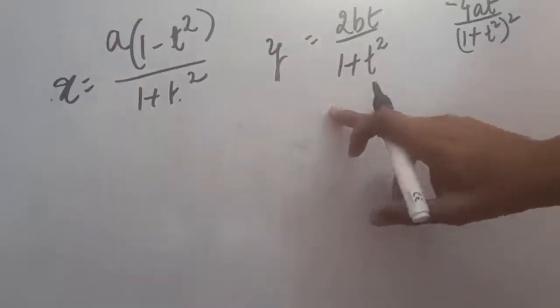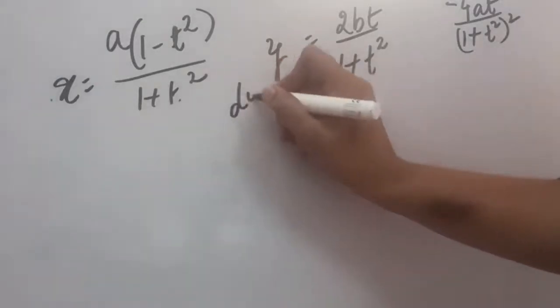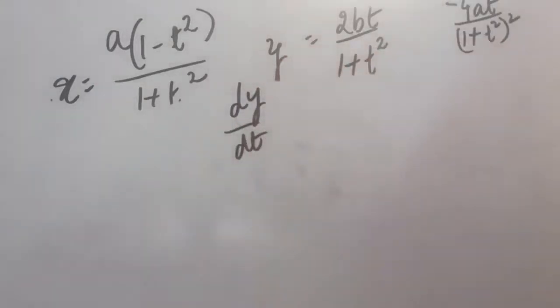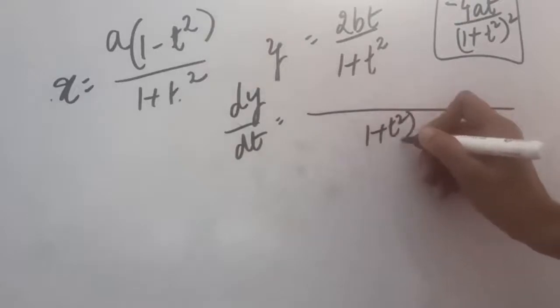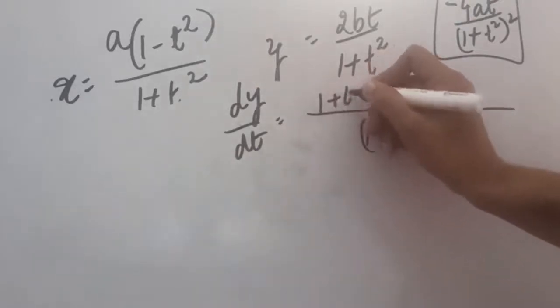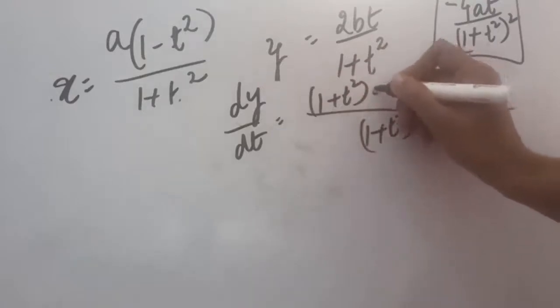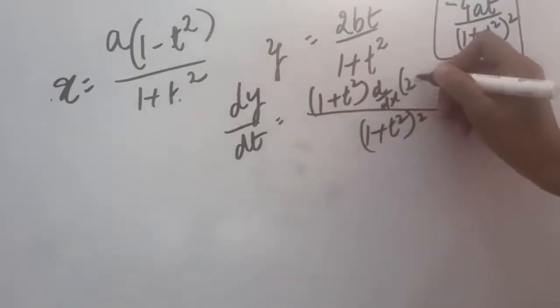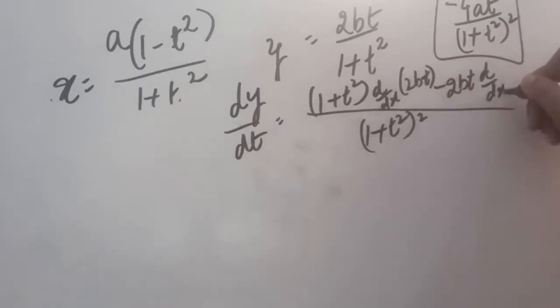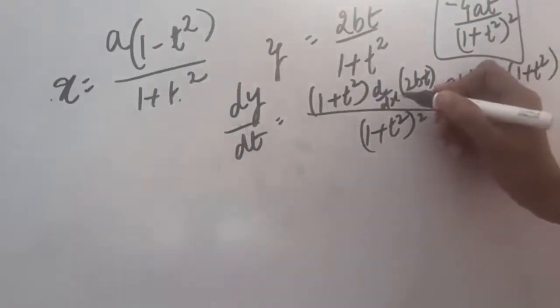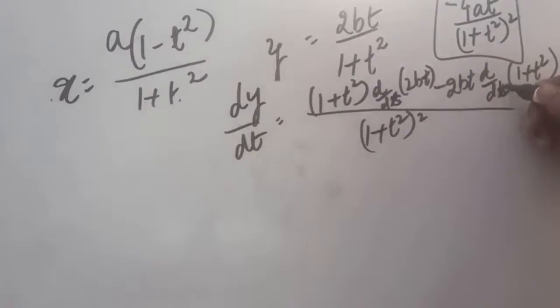Coming to the second portion of the question, we can calculate dy upon dt from here. This was our first answer. So here also we can see that the quotient rule will be applicable. 1 plus t square whole square, 1 plus t square into derivative of 2bt minus 2bt and a derivative of 1 plus t square. Sorry, here instead of dx we will be writing dt because we are taking the derivative with respect to t.